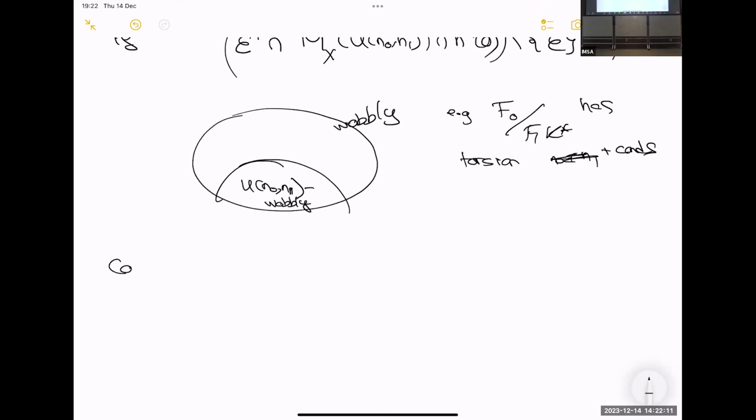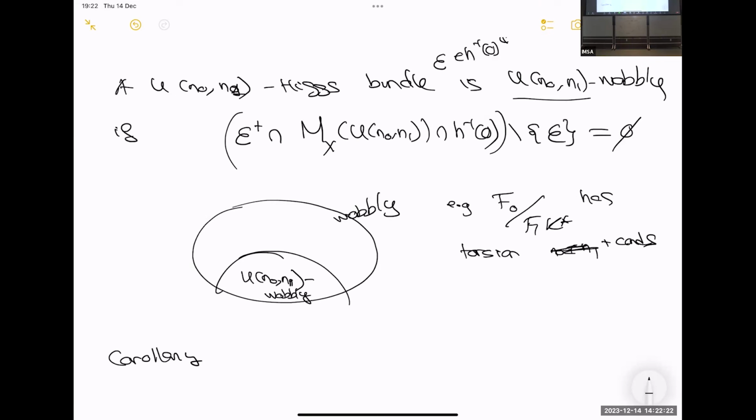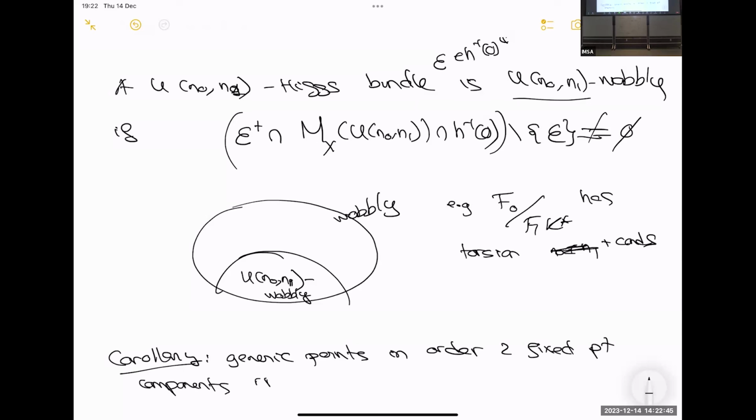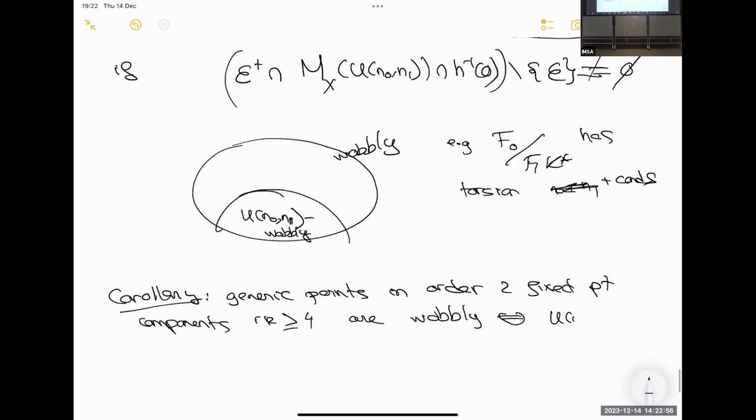Right, so the corollary or the... It should be either not empty, but this should be the definition of very stable. Say that again, sorry. Shouldn't it be not very stable? Non-empty, yeah, okay, thanks, sorry. You're right, yeah. So the corollary or the remark is that generic points in fixed point components for rank at least 4 are wobbly if and only if they're U(n,0) rank 1 wobbly. But it's not true for all the points, just for the generic points.